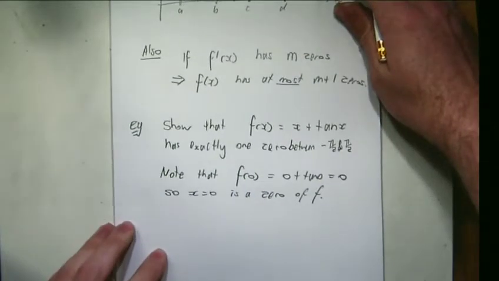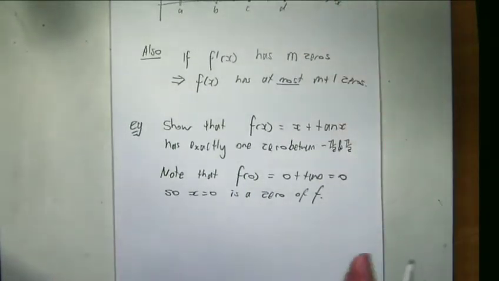Right. So I need a theorem that will tell me how many zeros it has, and Rolle's Theorem tells you how many zeros something has. At least it narrows it down. So let's find the derivative.